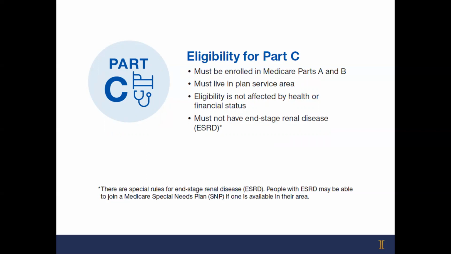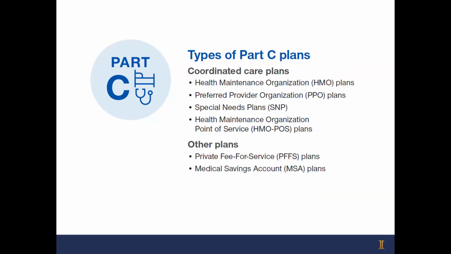Eligibility is not affected by their health or financial status, so there is no underwriting, which is a good thing. Most must not have end-stage renal disease, but there have been some changes to that. There are some dual SNP plans that offer coverage for that, so make sure that it is available in your client's area, because those also have service areas. The different types of Part C plans are HMO, PPO, SNP, the special needs plans, which is what I was just talking about, and chronic plans, and the health maintenance organization point of service plans. They also offer private fee-for-service plans, which are very rare these days. You don't see a whole lot of those.